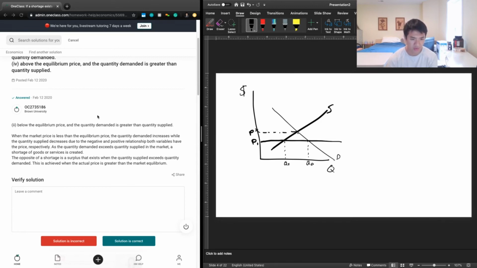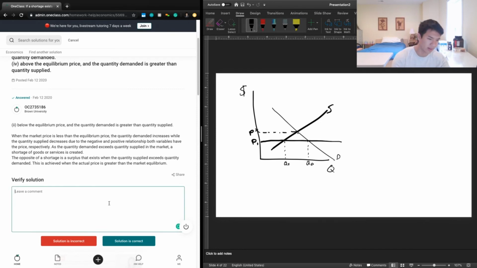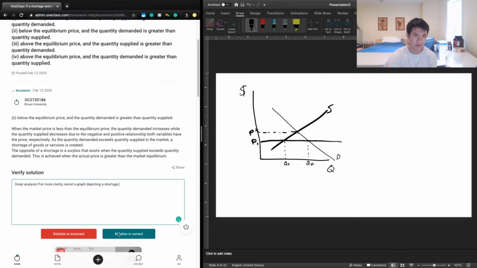The opposite of a shortage is a surplus that exists when the quantity supplied exceeds quantity demanded. This is achieved when the actual price is greater than the market equilibrium. So yeah, great analysis. For more clarity, revisit a graph depicting a shortage. And so as long as we keep this graph relationship in mind, we're not going to have any problems with these types of shortage questions.